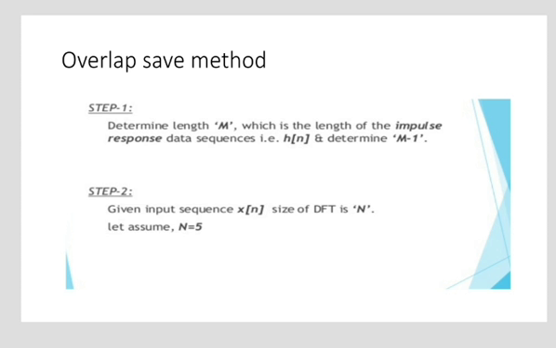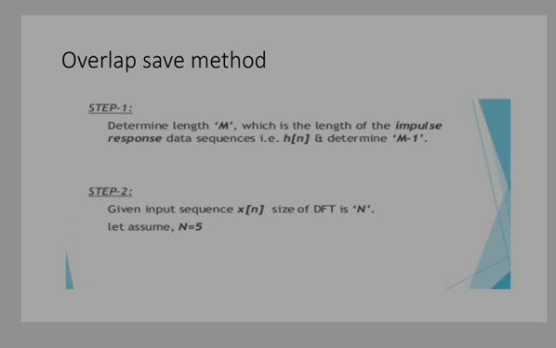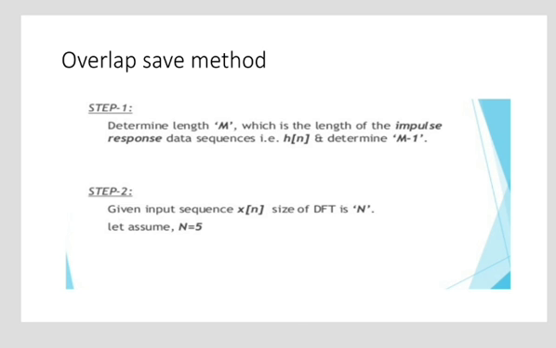So the steps for overlap save method: step 1 is determine the length M, which is the length of the impulse response data sequence, that is h of n, and determine M minus 1. So here the length of the input data block is capital N and it is equal to L plus M minus 1. So the N-point DFT is computed for each data block.